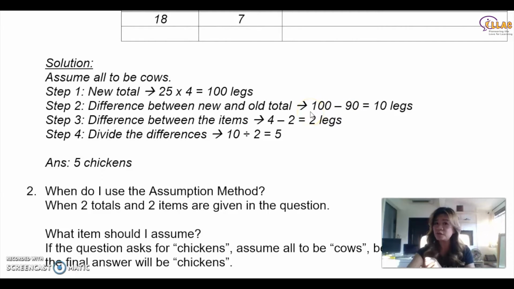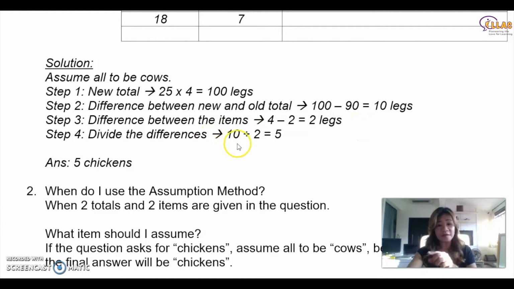So what is the difference between these two numbers? It's 10 legs. So there are 10 legs poking out. Where did this 10 legs come from? This 10 legs came from the difference between the 4 legs and the 2 legs, which is 2 legs. Am I right? So this 10 legs came from the 2 extra legs. So these 2 extra legs actually came from the cows, correct?